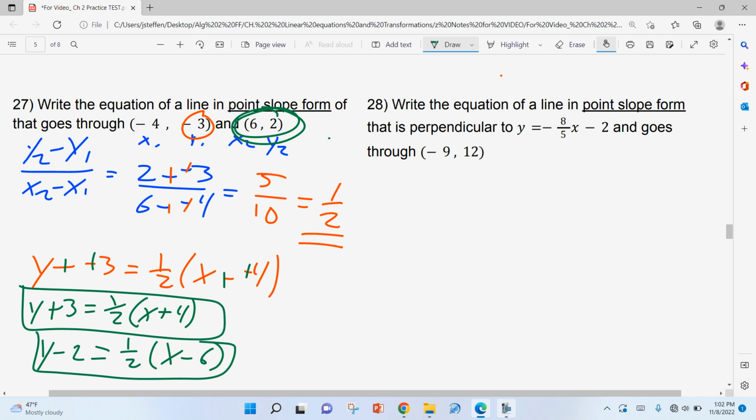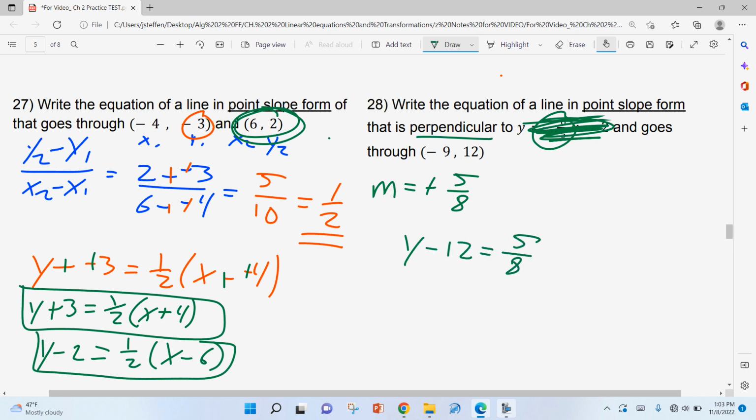Number 28, same story, it's point slope form, but now it's perpendicular. So remember, that's the opposite reciprocal. So the first thing I do is the slope I'm going to use is positive 5 over 8. I do that right away, and then I forget about this line completely, because all I needed that for was my slope. So then we have y minus 12 is equal to 5 over 8 times x minus -9. And just like the last one, just take out your minus negatives, x plus 9.